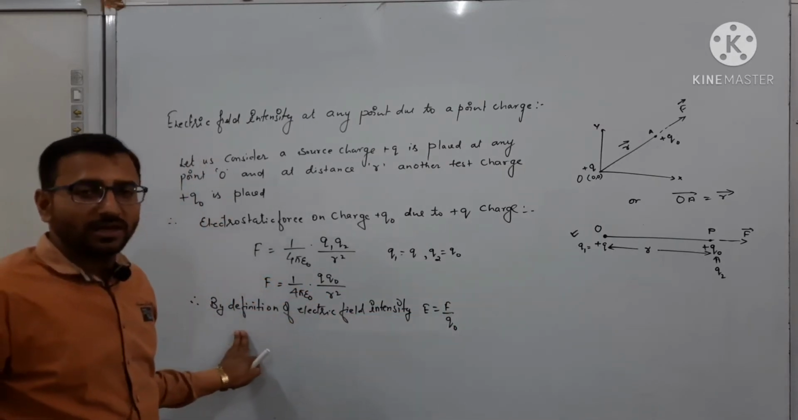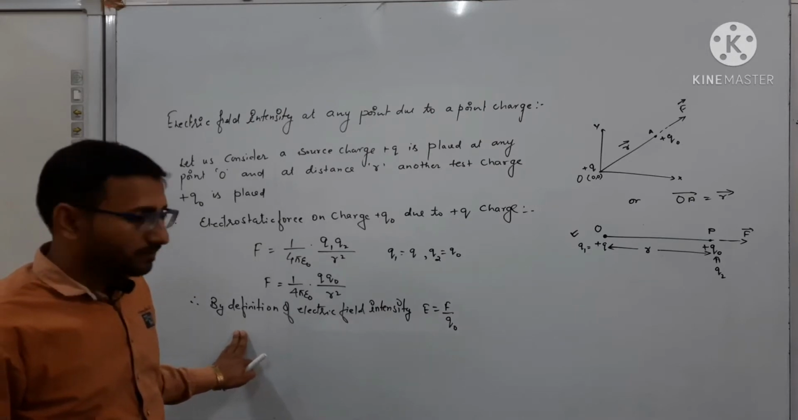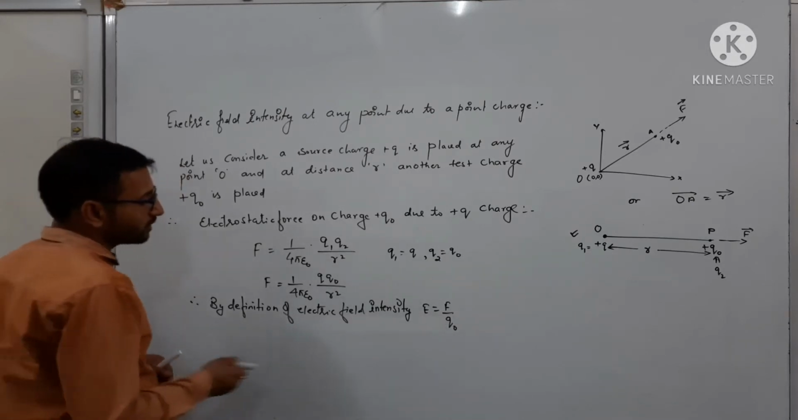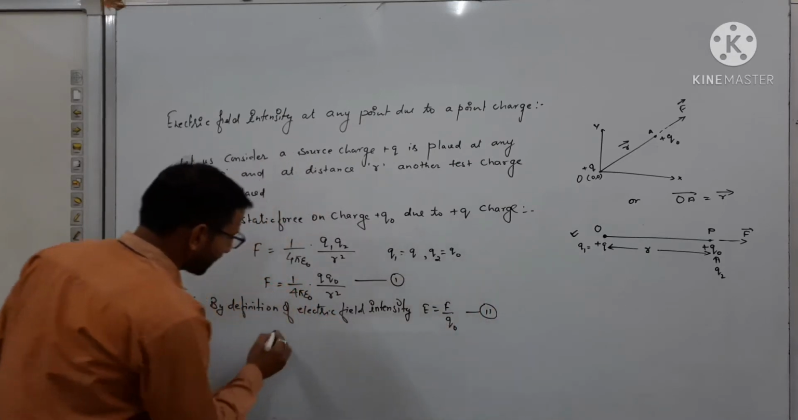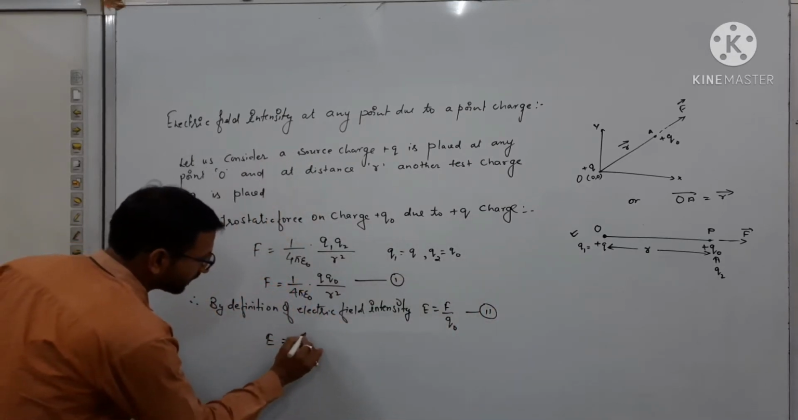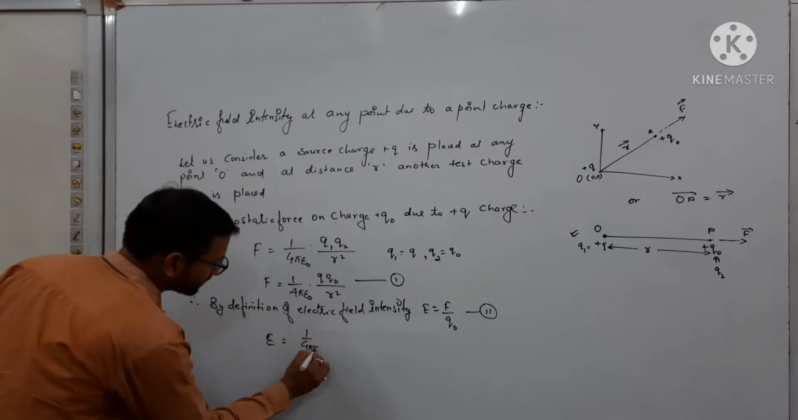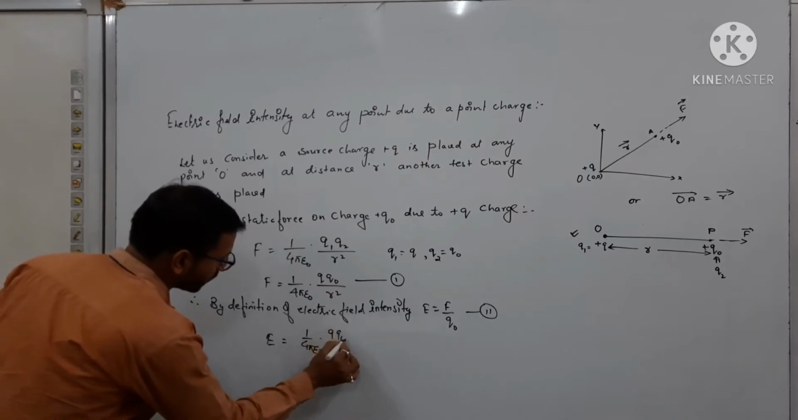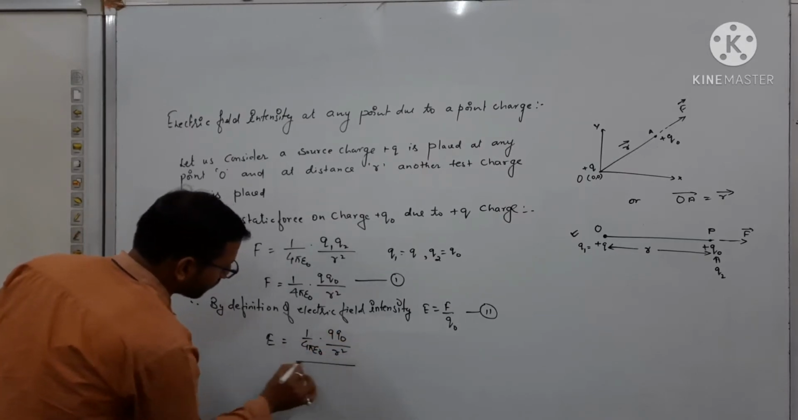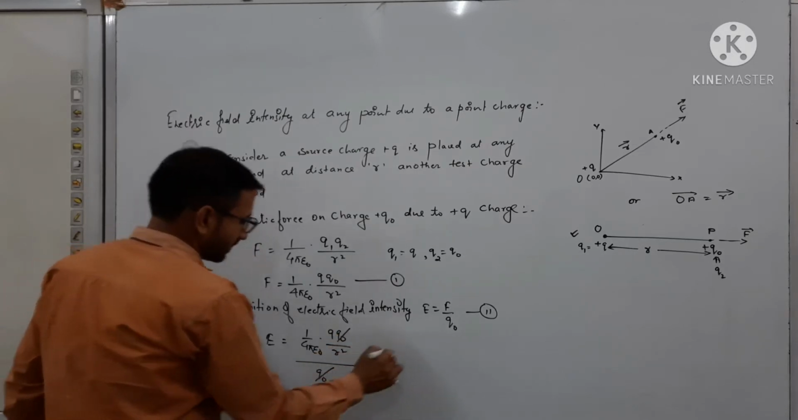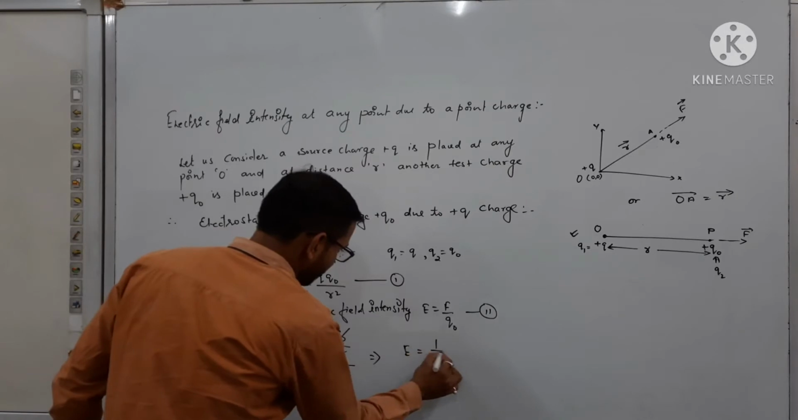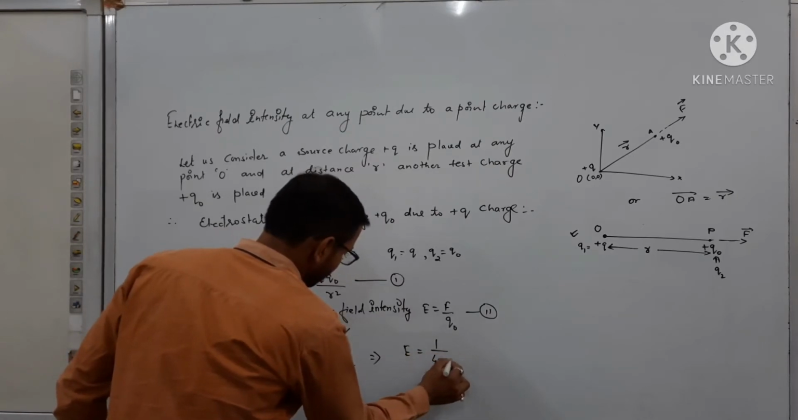As you know, electric force per unit charge is called electric field intensity. After that, you will substitute this value in this equation and you will get the formula of electric field intensity: 1 over 4 pi epsilon naught, q naught over r square, over q naught, so that you can easily get the value of this electric field intensity.